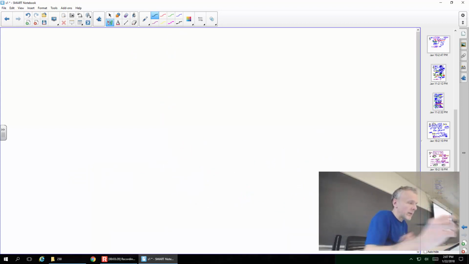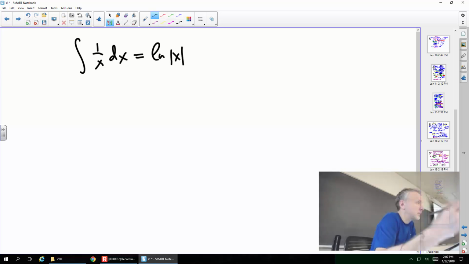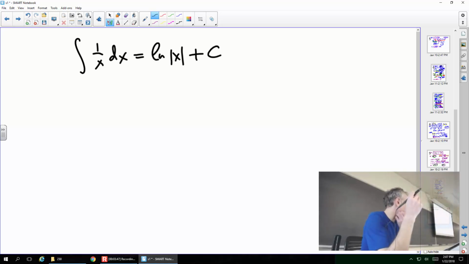First, a particular integral of 1 over x. What's the integral of 1 over x dx? ln absolute value of x. Any comments? Plus c. In the book, even the online homework requires that, at least once or twice, that if you don't put plus c there, it's a mistake.